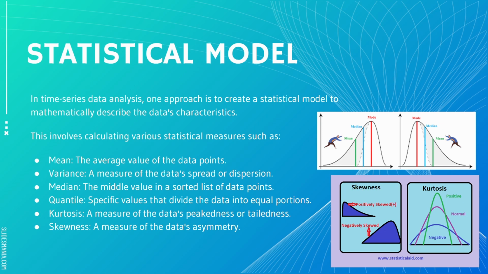And statistical measures are mean, variance, median, quantile, kurtosis, and skewness. By calculating these measures and potentially others, we can create a model that is the typical behavior of time series data. Once we have this model, we can use it to inspect newly added time series data. By combining the characteristics of the new data and the old data, we can determine whether the new data points fall within the expected range or if it's an anomaly.